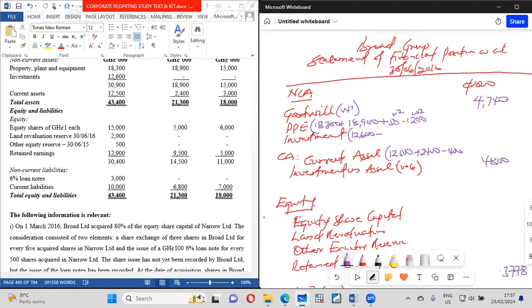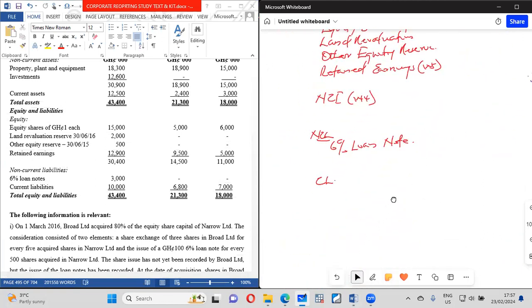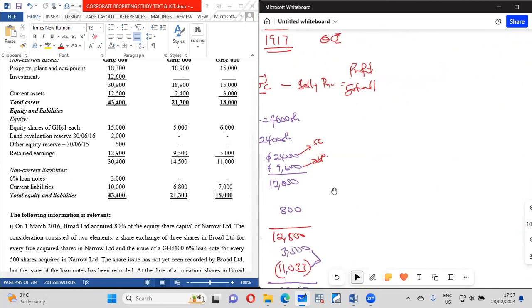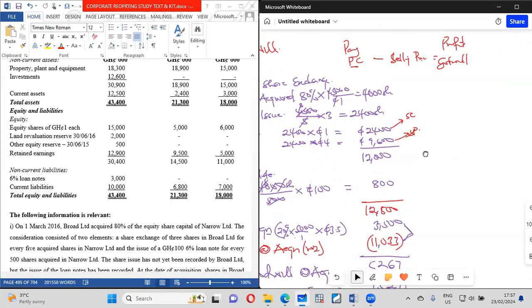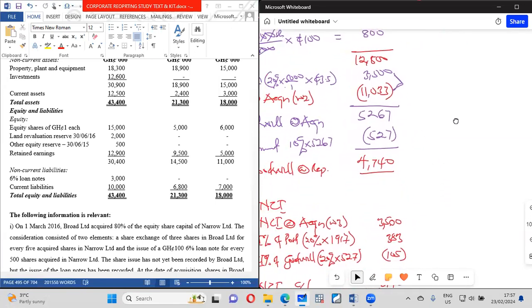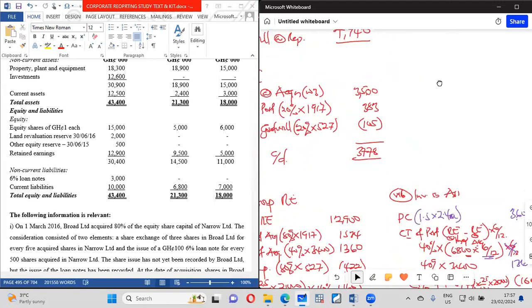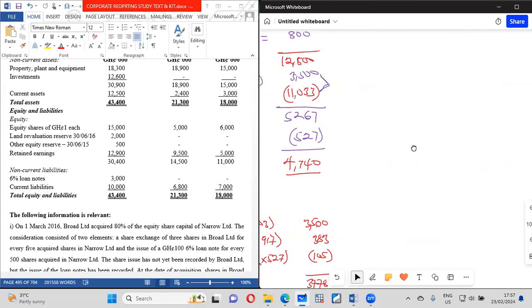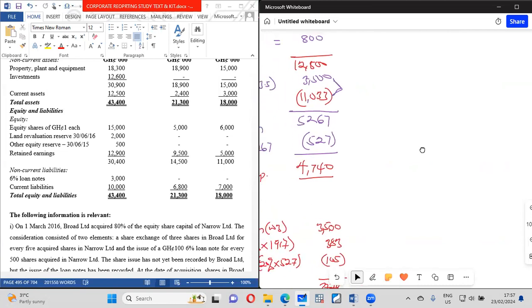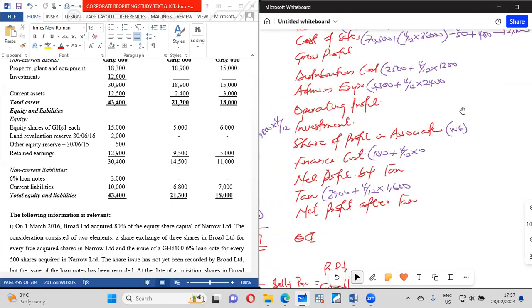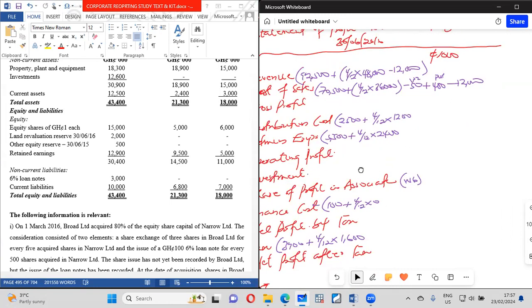So the associate, how much did we buy it for? For example, how much did we buy the associate for? We bought the associate for how much? 3,000. No, this is not the associate. We bought the associate for 3,600. All right, so 3,600. That's how much we bought the associate. So that's the first investment.